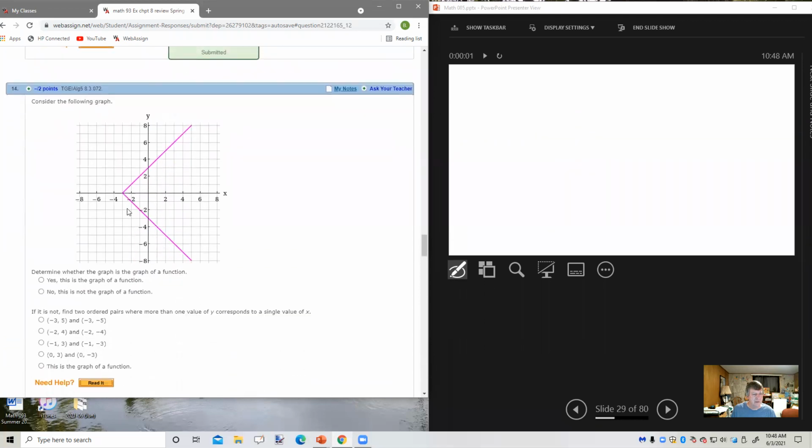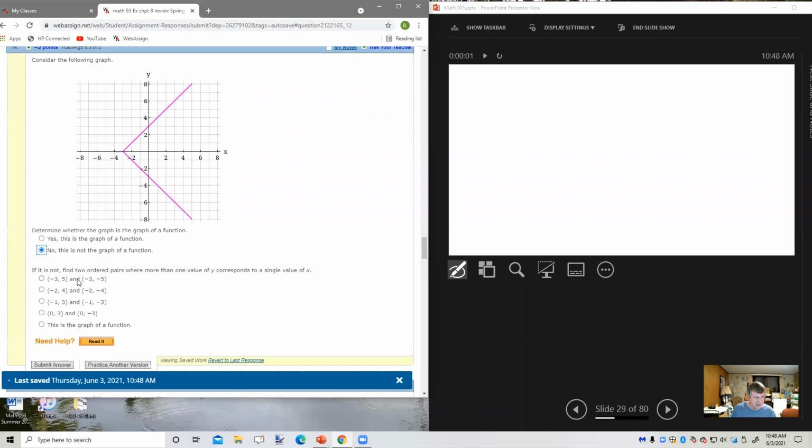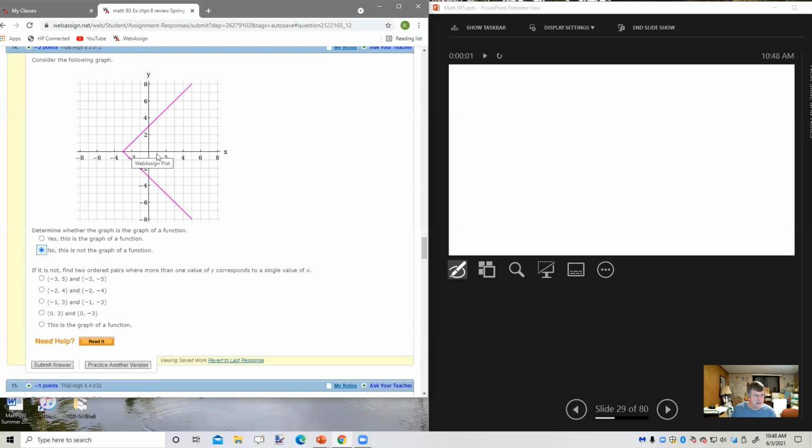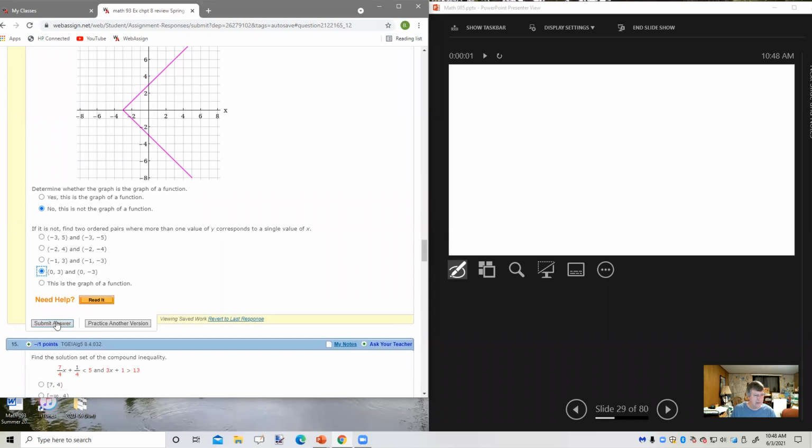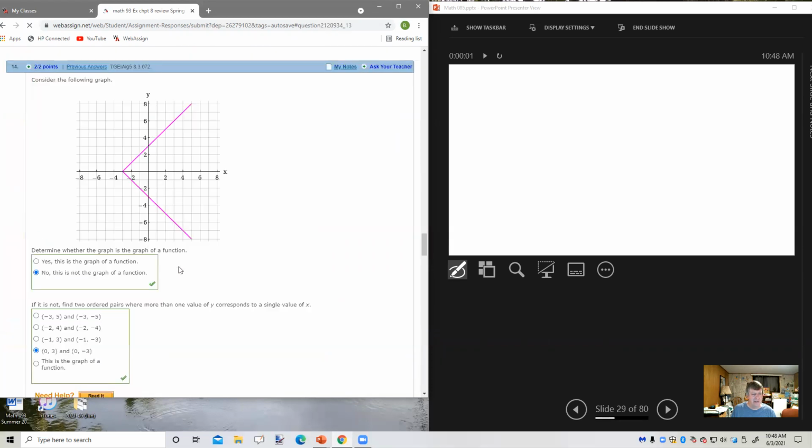Consider the following graph. Is this a function? No, because it is not the graph of a function. If it is not, find two ordered pairs where more than one value of y corresponds to a single value of x. Now, we have to pick an ordered pair that's listed here. Let's see. x is negative 3, y, no, x is negative 2, y is, no, negative 1, 2, 0, 3, and 0, negative 3. Okay. So again, you've got to find two ordered pairs that are actually on the graph that violate it being a function.